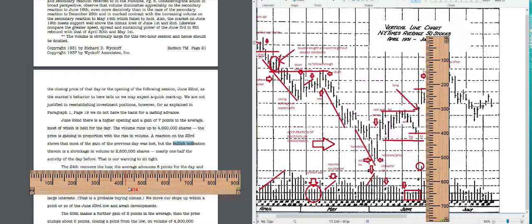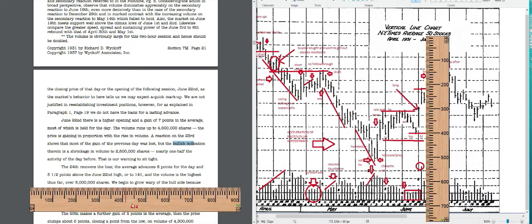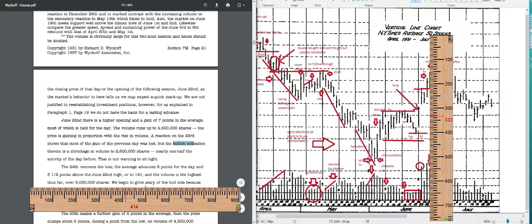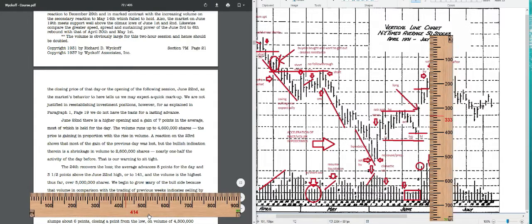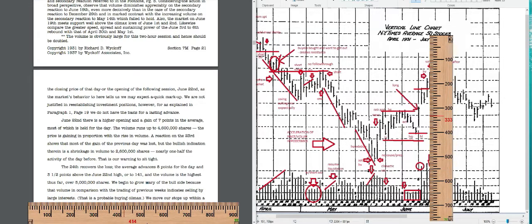The 24th recovers the loss, and the average advances 8 points for the day and 3.5 points above the June 22nd high, or to 141, and the volume is the highest thus far. You're talking about this bar with heavy volume. We begin to grow wary of the bull side because that volume in comparison with the trading of previous weeks indicates selling by large interests. Meaning there's something wrong.